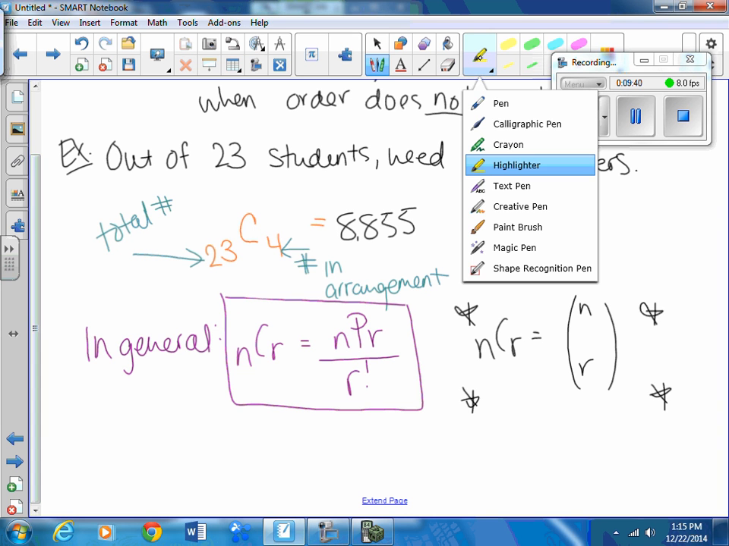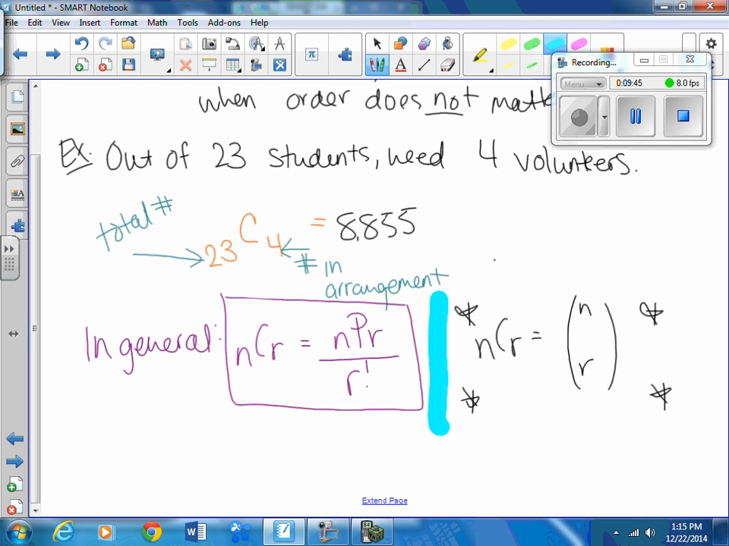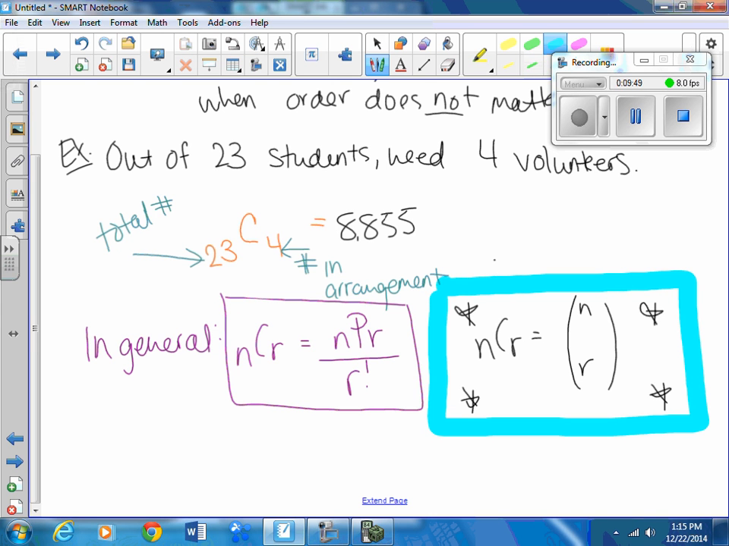I don't know why my highlighter's not working right now. Let's try it. There we go. So we do need to know both types of notation because they can use both of these on the Regents exam. They're both fair game. And that's it. I am done.